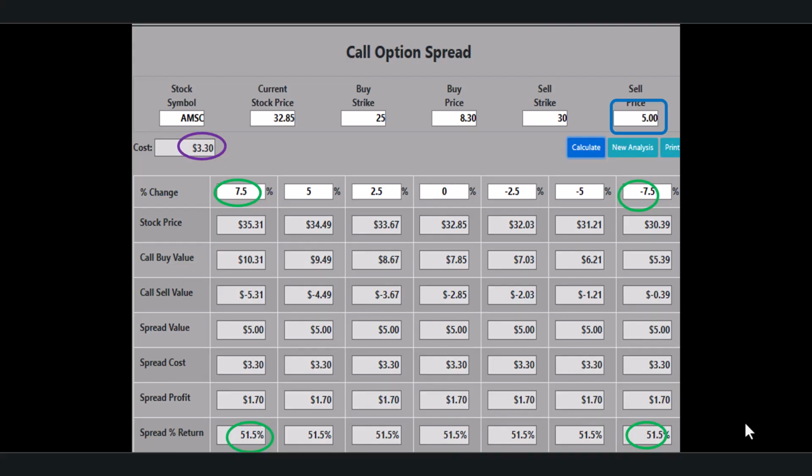The call option spread analysis calculator picture shows that the spread will make a 55.1% or $170 profit if the AMSC stock price declines by 7.5%, remains flat, or increases in price when the options expire. Creating the debit spread will allow us to collect a $500 cash credit to our brokerage account for the sale of the 30 strike call. As we said on the previous slide, this reduces the cost of entering the spread to $330.